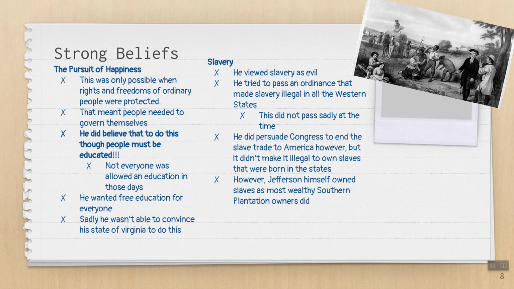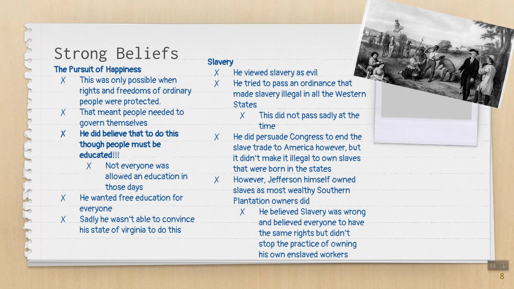Even though he believed slavery is very evil, and he tried to get rid of it, what's kind of interesting is that Jefferson himself owned slaves. As almost every wealthy Southern plantation owner owned slaves, and so did he. He had enslaved workers. And he believed slavery was wrong, and he believed everyone to have the same rights, but he didn't really stop the practice of owning his own enslaved workers.